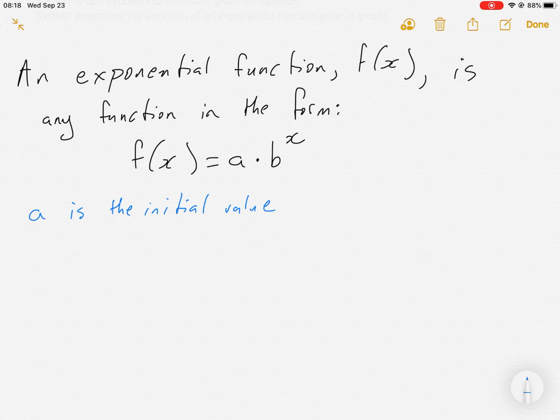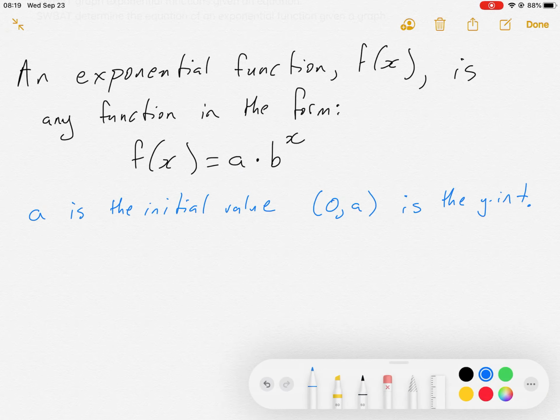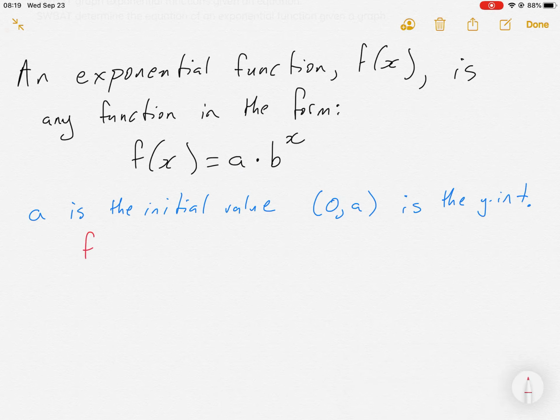Or you might notice that at x equals 0, a is the y-intercept. So to show this real quick, if I plug in 0 for x, I end up with a times b to the power of 0. And this is a good chance to review our exponential rules. Anything to the power of 0 is just 1, so it would be a times 1, which just gives us a. And so that's why we know that this is the y-intercept.